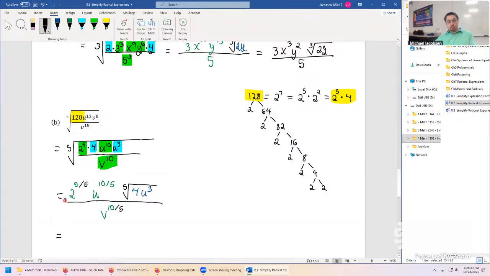Now to do the divisions, but that's not too bad. So this turns into altogether 2u squared, fifth root of 4u cubed, divided by v squared. At that stage, the part B is over. That's all we have to do for this problem. Any questions at all getting through this one?